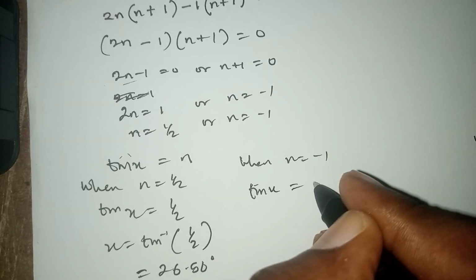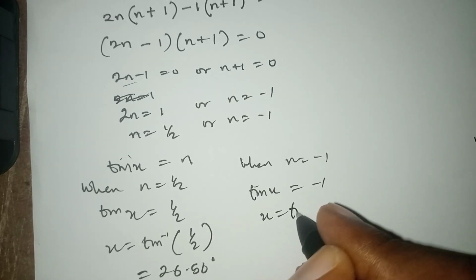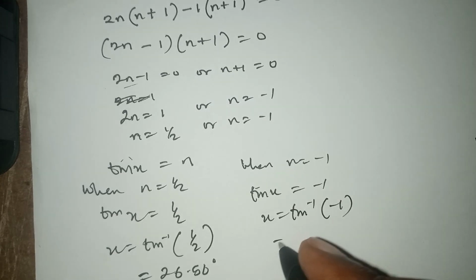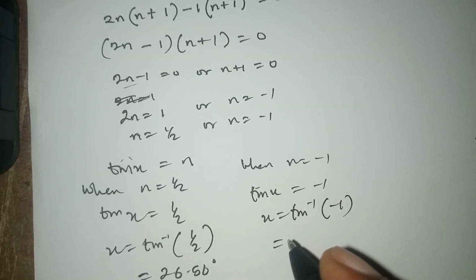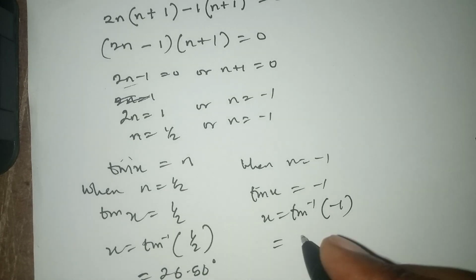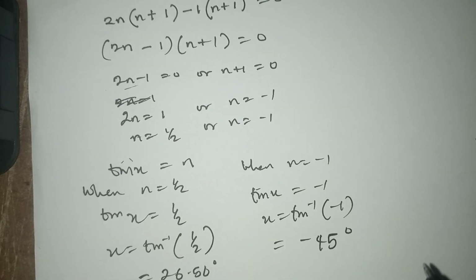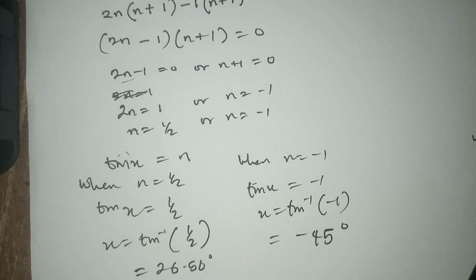Then the second one, when n equals -1, we have tan x equals -1. So x equals arctan of -1. So arctan of -1 is going to give us -45 degrees.